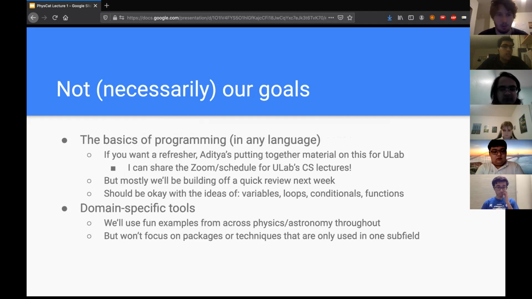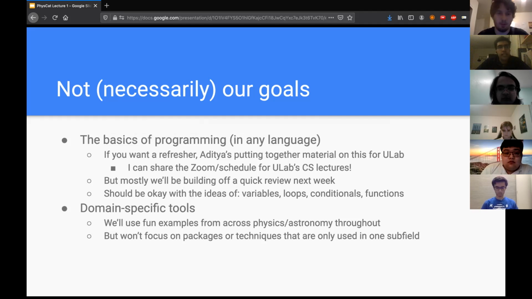So those are the things that were our goals. Here are the things that we're not necessarily going to focus on. We're not going to focus on the basics of programming. If you want a refresher, I also work on curriculum stuff for ULab, so I can absolutely point you to resources for that or invite you to some lectures. But mostly, next lecture is going to be Alad talking about the basic Python tools we need, and we'll be building off that.